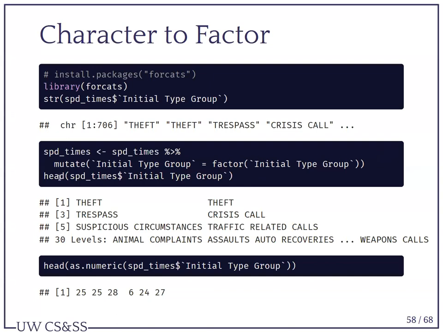And we'll see that now when we look at the column, it says it's got 30 levels. And the first one is animal complaints, because it has taken them and made it into alphabetical levels. So again, if we wanted to run a regression with this, animal complaints maybe isn't the reference category we would want to use. And then we can see as a numeric, this information like theft, trespass, crisis call is 25, 25, 28, which is just like its space in the alphabetical order as a number.